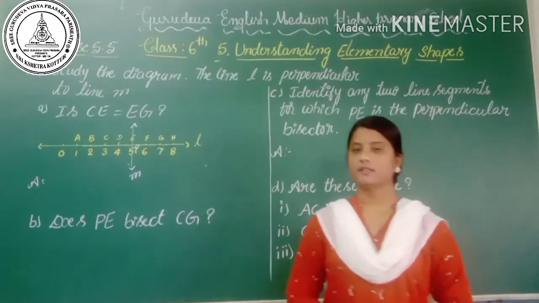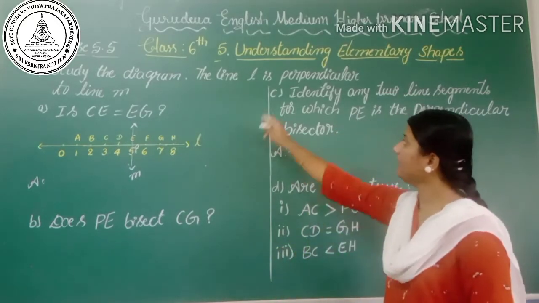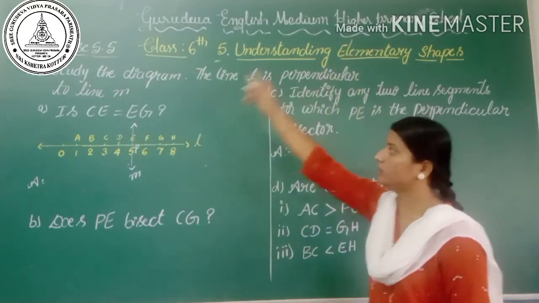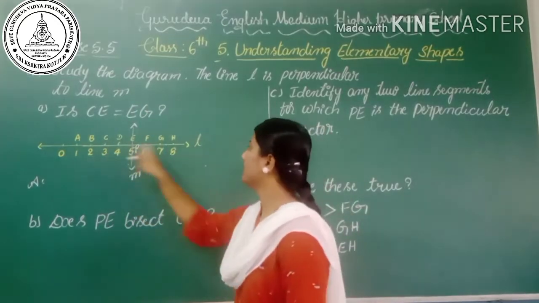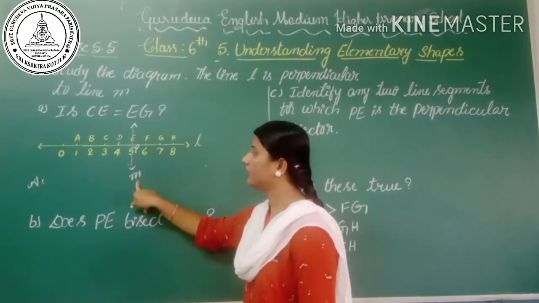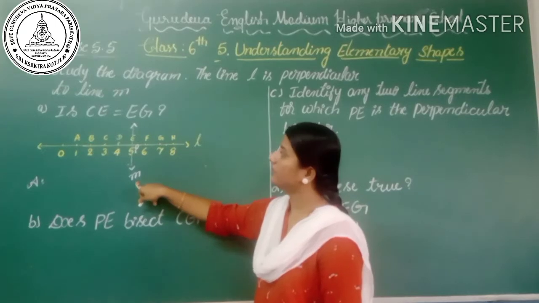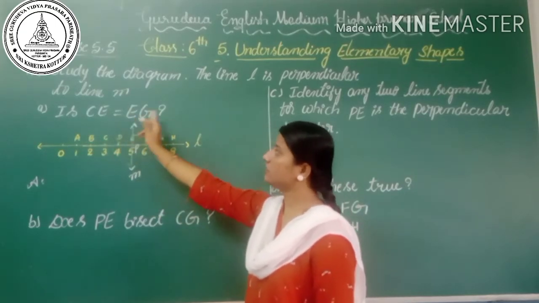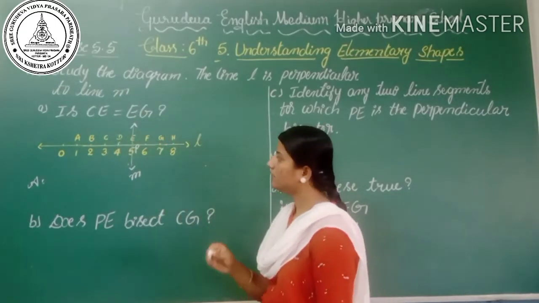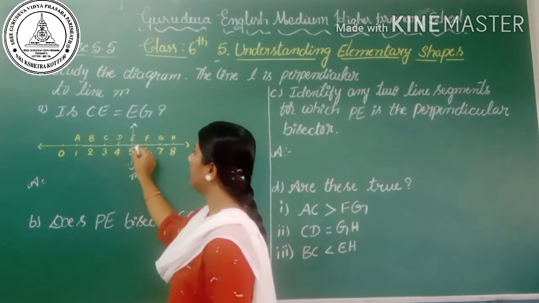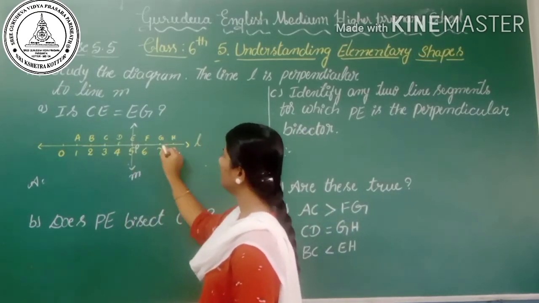The fourth question is, study the diagram. The line L is perpendicular to line M. So here the line L is perpendicular to line M. Then, is CE equal to EG? See here there is C and E to G.